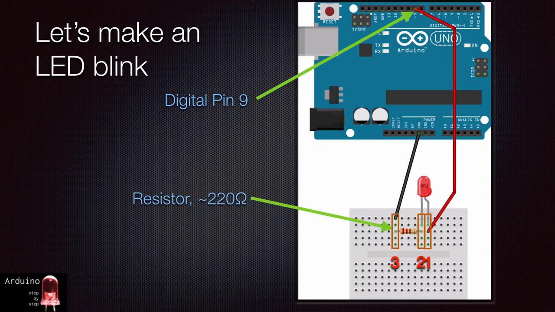Connecting our resistor in series with an LED is important because the LED does not offer much resistance to electricity. Connecting an LED directly to power will cause a high current to flow through it and quickly burn it.